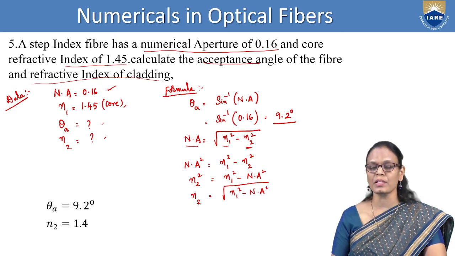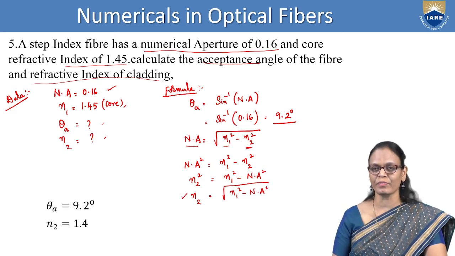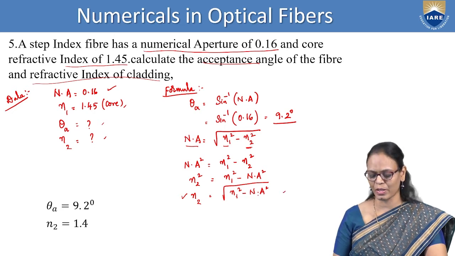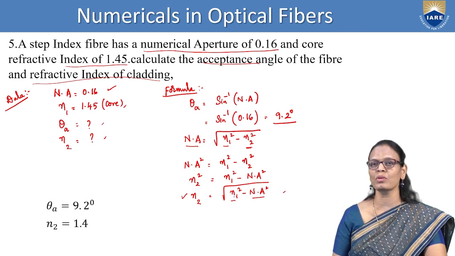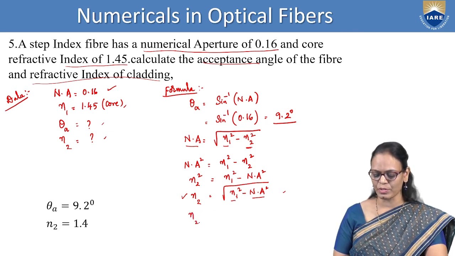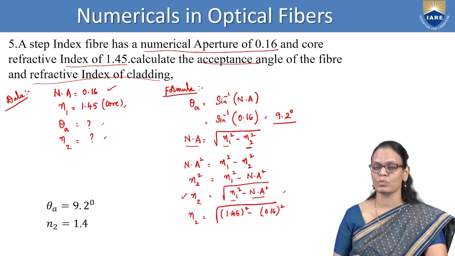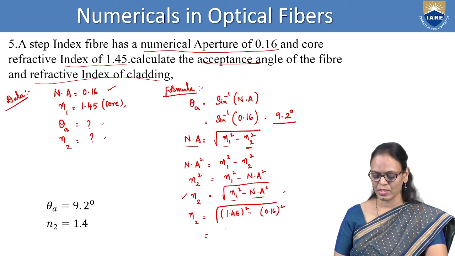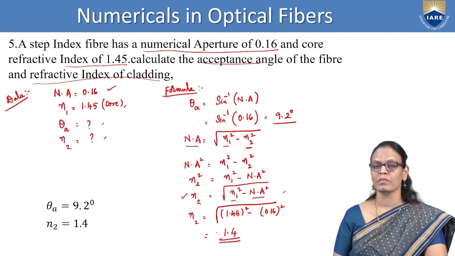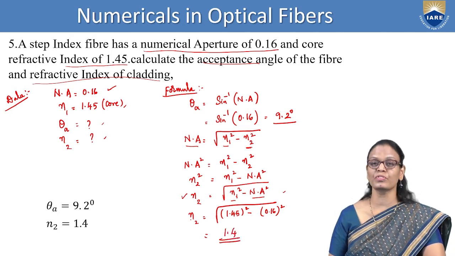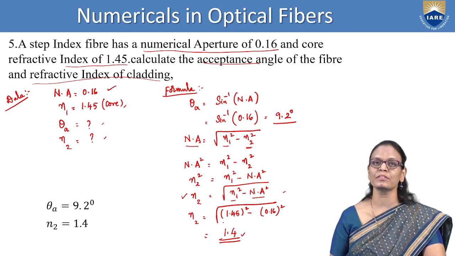What we are trying to do is, whatever we have to find, we are writing it in terms of known quantities because we know N1, we know NA. So we have written it in terms of known quantities. So N2 is equal to under root N1 square, that is 1.45 square, minus NA, that is 0.16 square. So this gives us 1.4. So the refractive index of the cladding is 1.4.